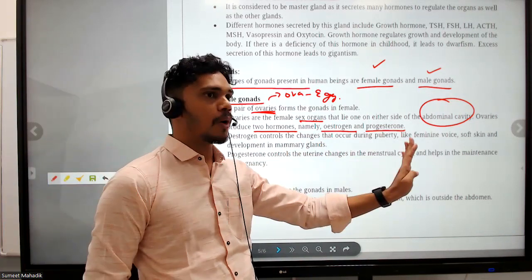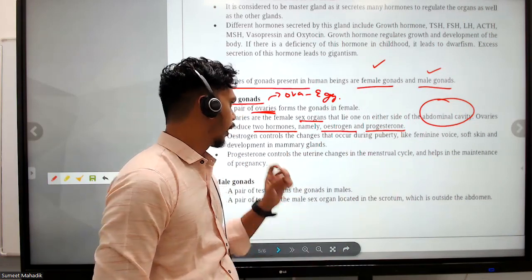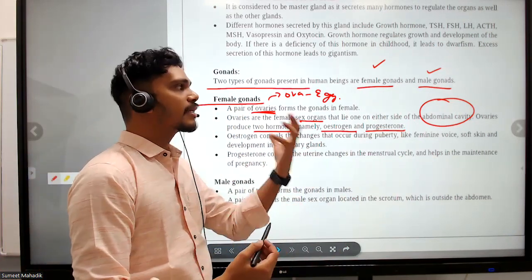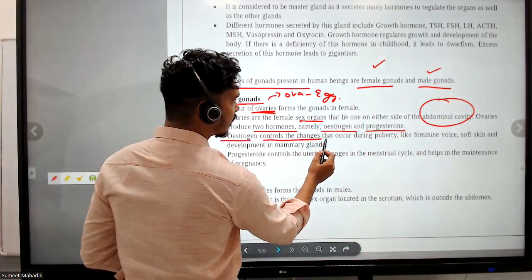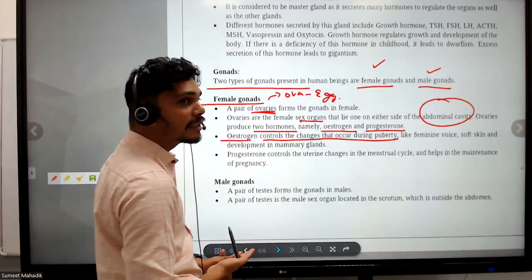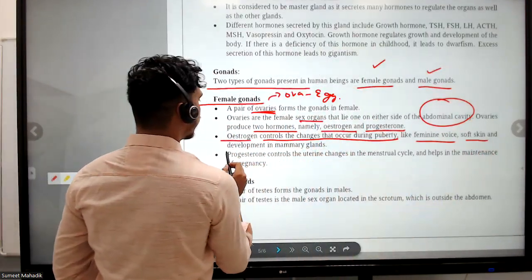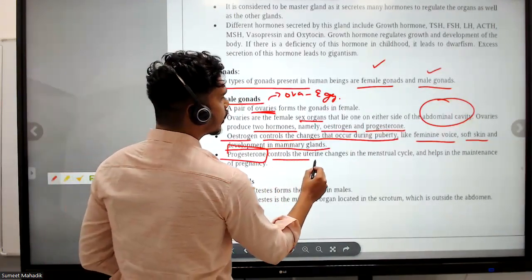If the menstruation stops, it's called menopause. Around 35-40 years, menopause will be there. And the start of the period is called menarche. Now, estrogen controls the changes that occur during puberty, such as feminine voice, soft skin, and the development of the mammary glands. Progesterone controls the uterine changes.